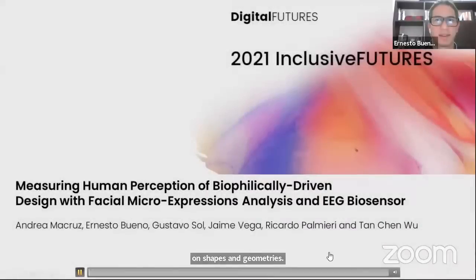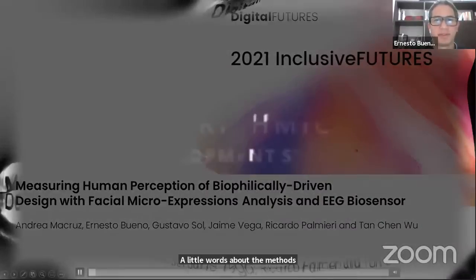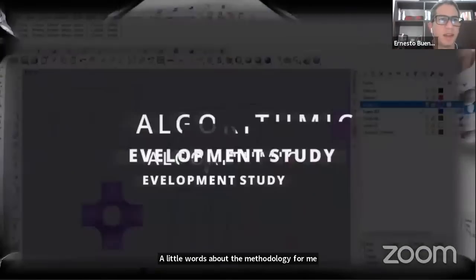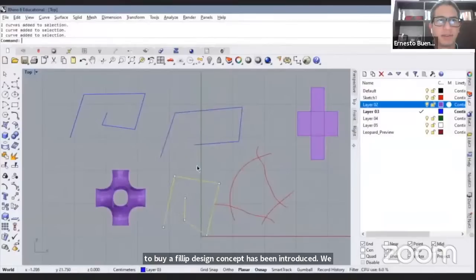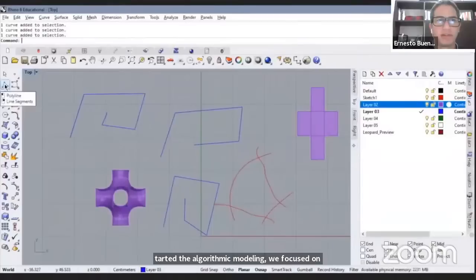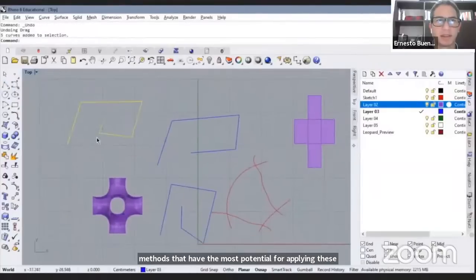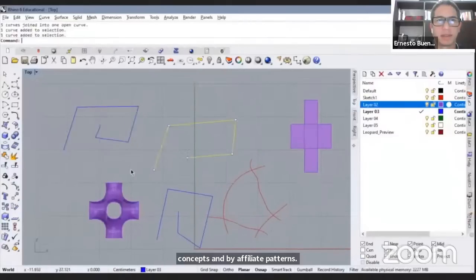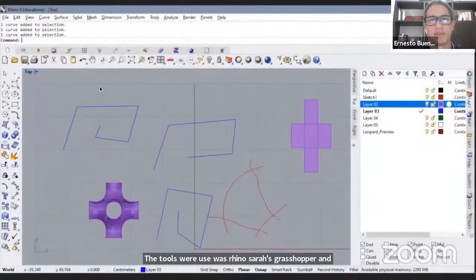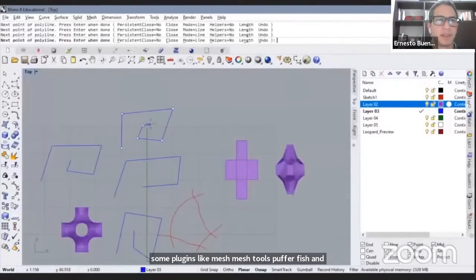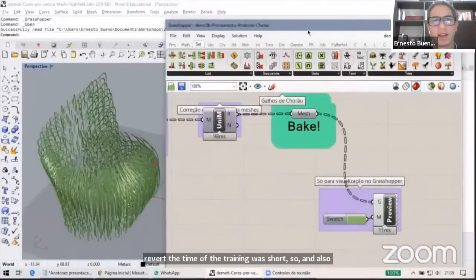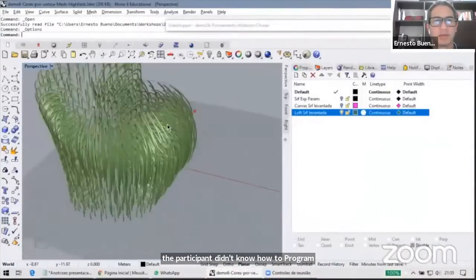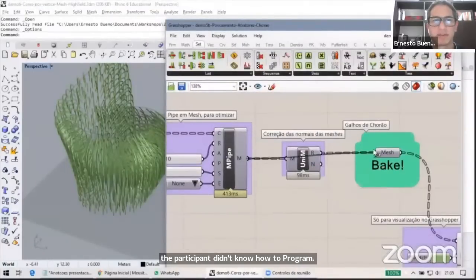All right, a few words about the methodology for modeling. Once the biophilic design concept had been introduced, we started the algorithmic modeling. We focused on the methods that had the most potential for applying these concepts and biophilic patterns. The tools used were Rhinoceros, Grasshopper, and some plugins like Mesh Edit, Mesh Tools, Pufferfish, and Weaverbird. The training time was short, and the participants did not know how to program. So we decided not to work with code programming routines and recursive functions.